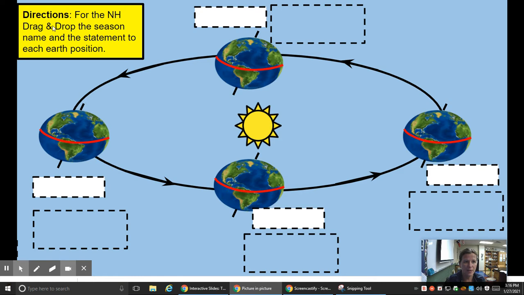For the Northern Hemisphere, we're going to drag and drop the season's name and the statement to each position. So we're looking at the Northern Hemisphere only, and we're going to decide what season it is. So looking here, the Northern Hemisphere, the half of the Earth that's above the equator, is pointing away from the sun. So we're getting indirect sunlight, so it's winter, where our days would be shorter.